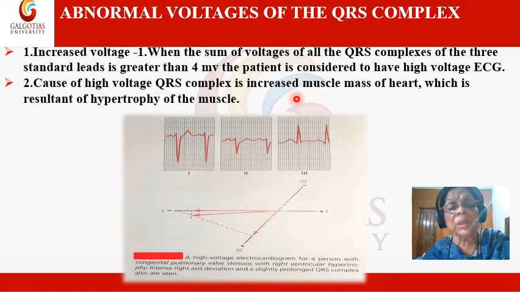So, increased voltage is seen in the case of hypertrophy of the muscle, and this is the recording of the high voltage ECG. This is the lead 1 recording, lead 3, and the perpendicular is drawn, and this is the mean electrical axis. The voltage of the mean electrical axis is too high, and this is known as the high voltage QRS complex or high voltage ECG.